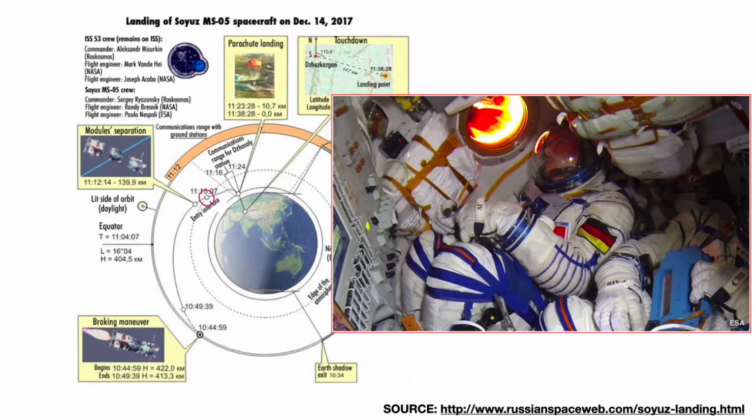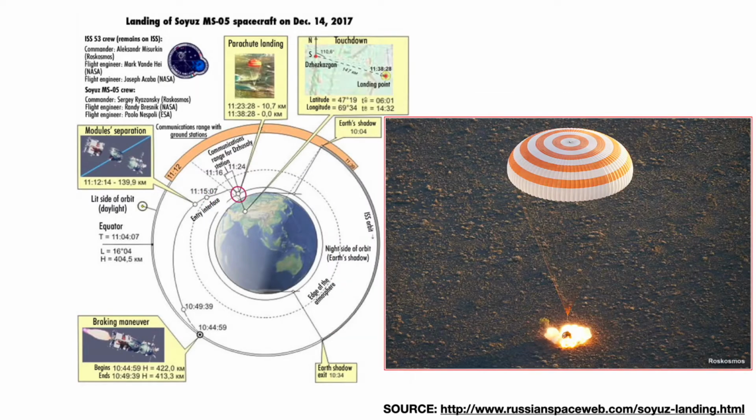As the descent module with the astronauts on board reaches the upper atmosphere, it starts to slow down. Indeed, the friction between the atmosphere and the spacecraft causes a fireball to surround the spacecraft, as can be seen in this image from inside the descent module. As the spacecraft continues to slow down, eventually it deploys a parachute, and finally, just before touching down on land, it fires a set of rockets to cushion the touchdown point.